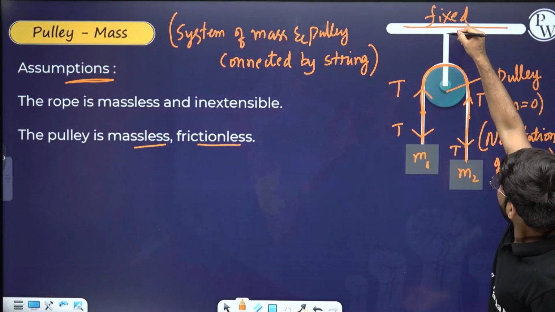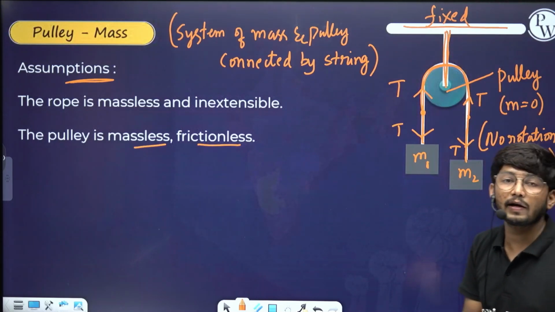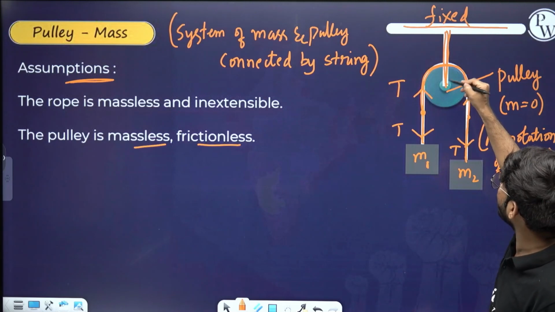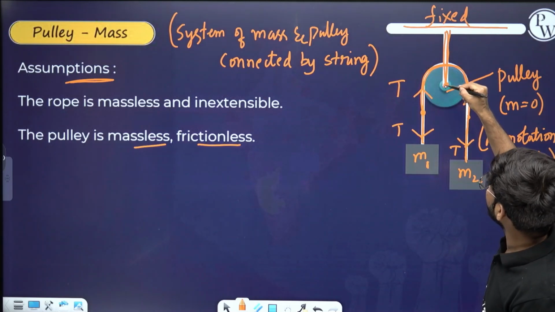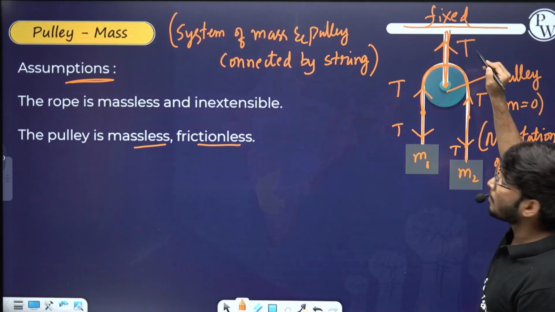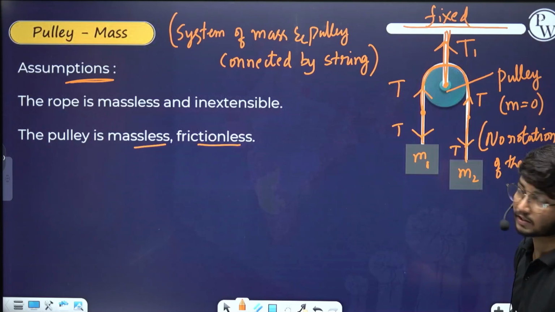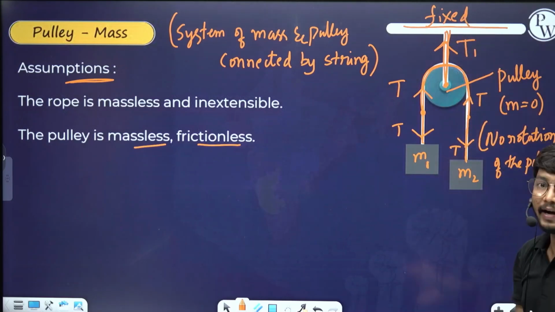But this one is also there, right? If you look at this point, it is pulled upwards by tension. But since it is a different string, I call this T dash. This point is pulled upwards by T dash.